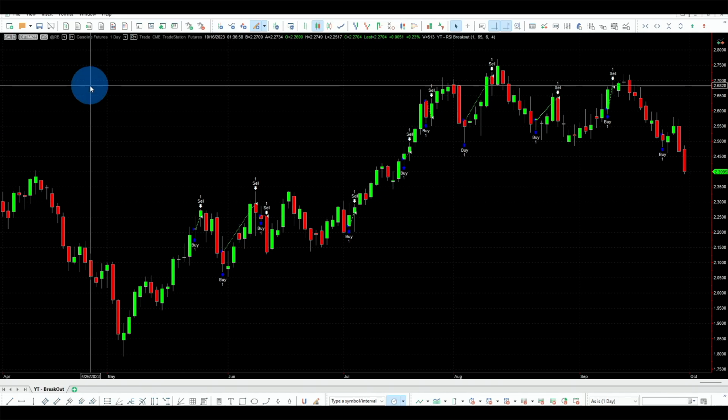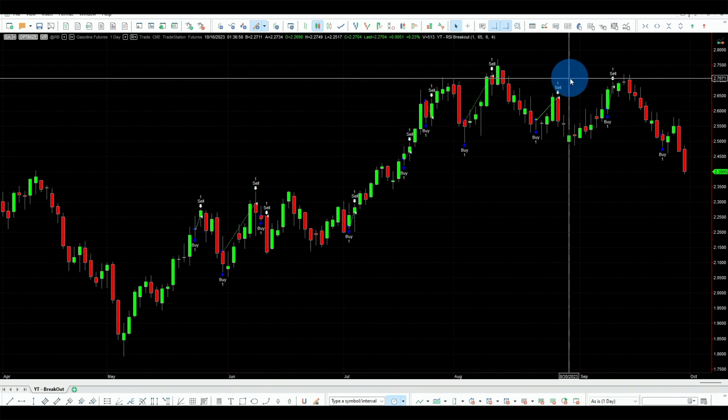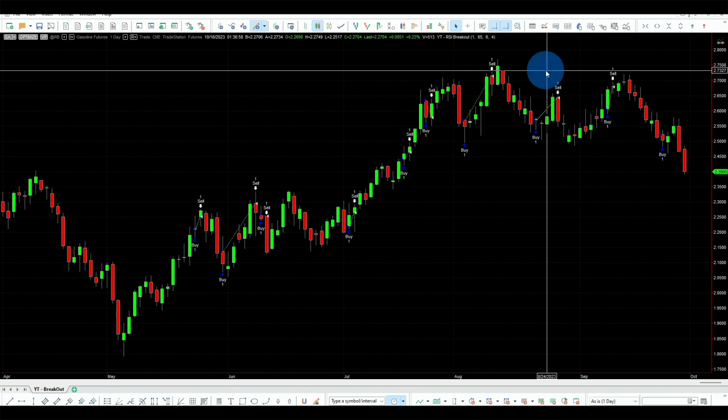So I will start with the gasoline futures. The symbol is RB. This is the daily time frame since 2007. And as usual, I will build the long and short separately.